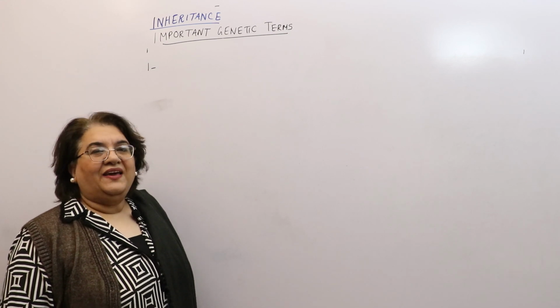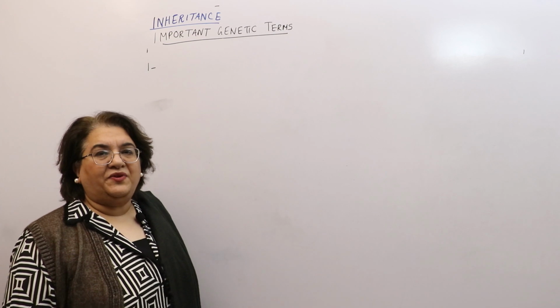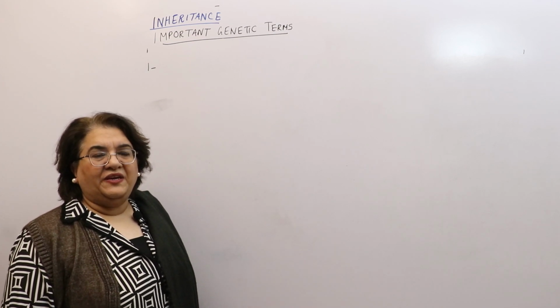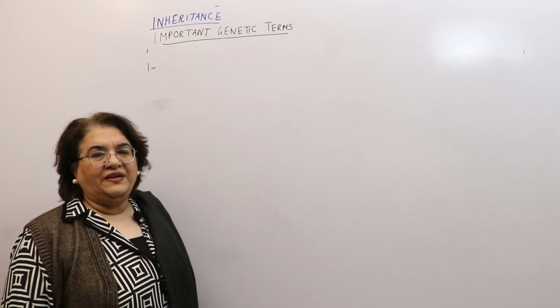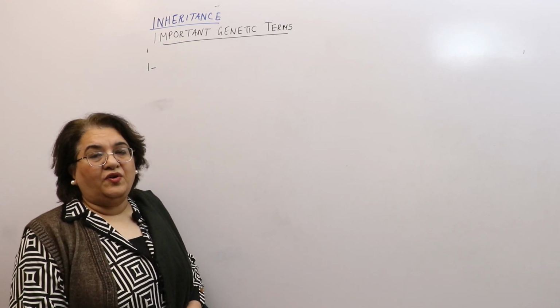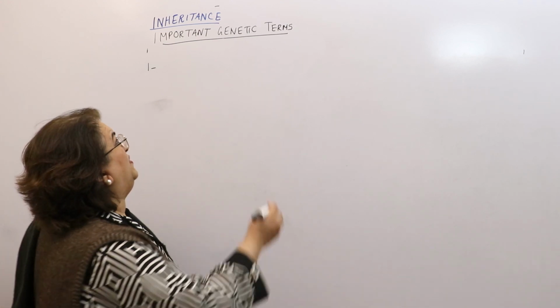This is another lecture in the series on the chapter on inheritance, and this lecture would be about important genetic terms, right? As we know, inheritance has a lot to do with genes, so the first term we're going to look at will be genes. So let's have a look.